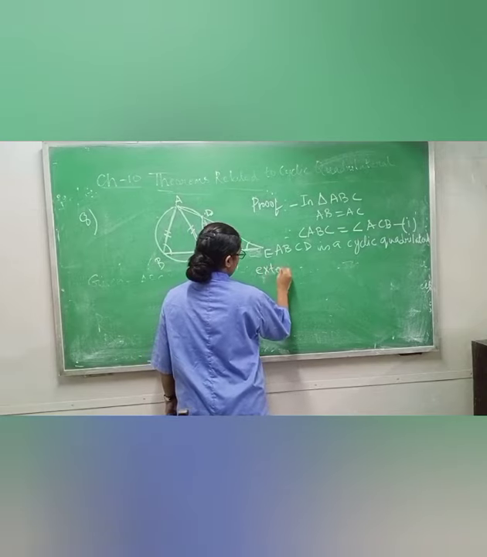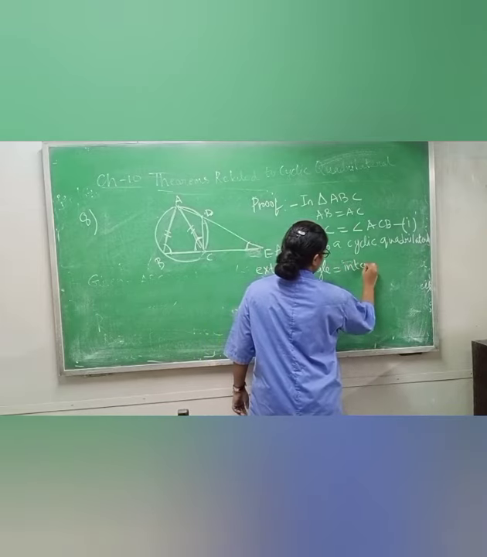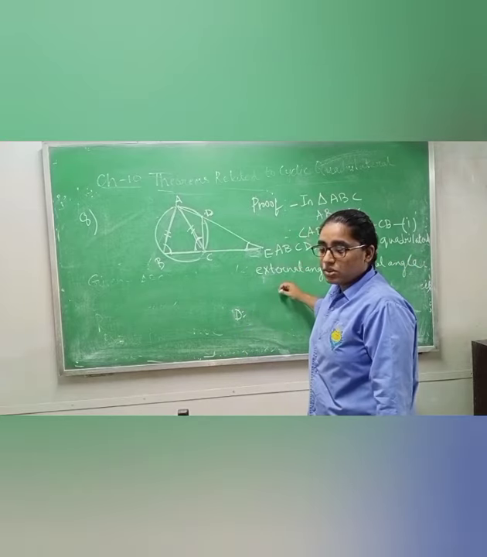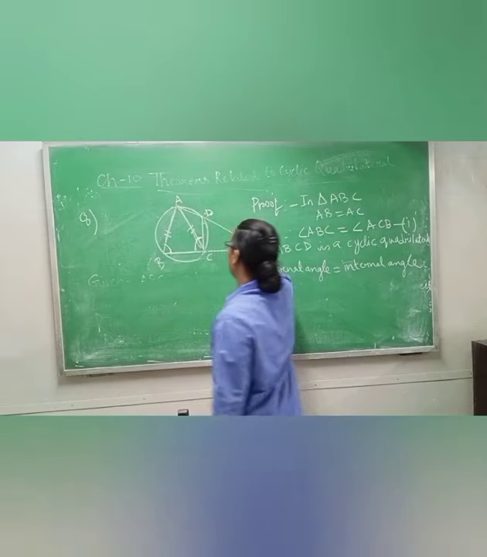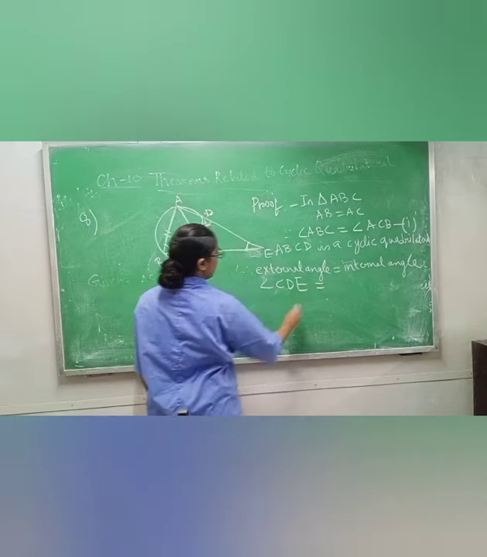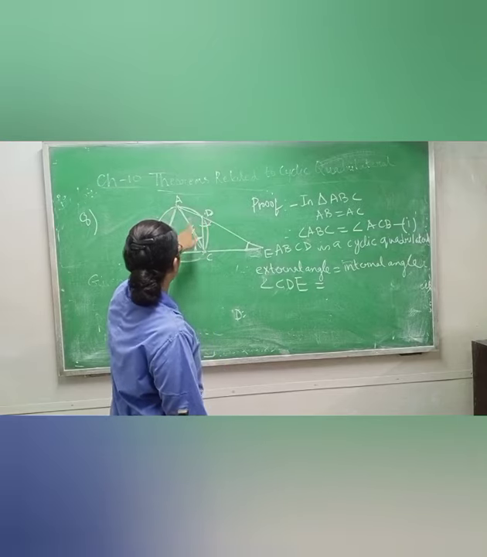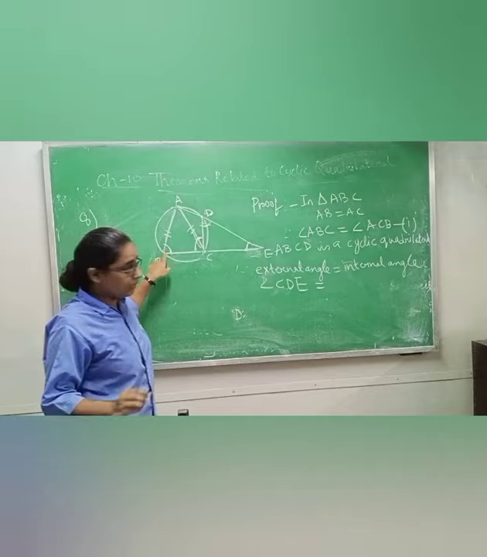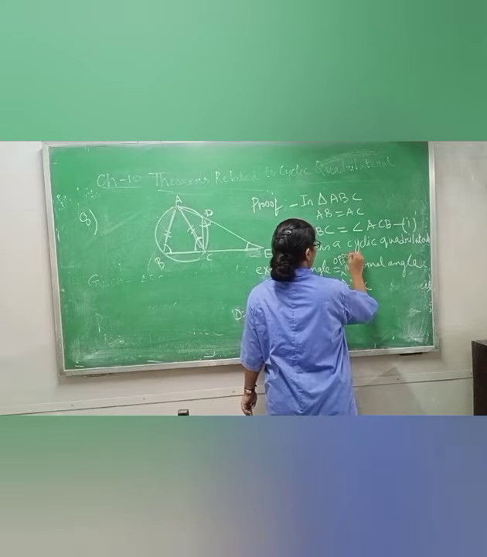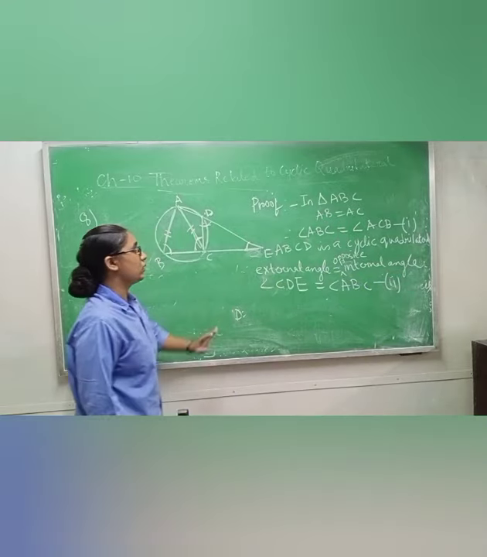Therefore, external angle equals internal angle. Now, which one am I taking? I am taking external angle CDE. CDE is equal to the opposite internal angle, means ABC. Opposite of this one is this. So what we will write? Angle ABC, right here, opposite internal angle, so that you will understand which one you have to find. So equation 1, equation 2 we got.